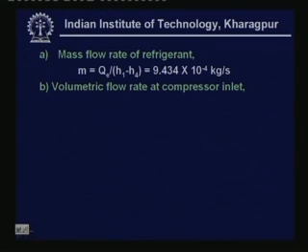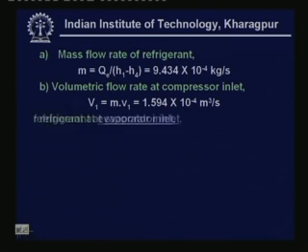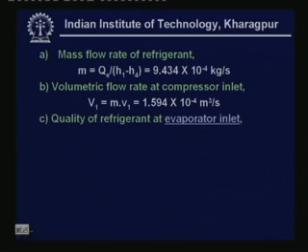per second. And volumetric flow rate at compressor inlet is nothing but mass flow rate into specific volume at compressor inlet, which is known to us. So, you find that volumetric flow rate is 1.594 into 10 to the power of minus 4 meter cube per second. And then quality of refrigerant at evaporator inlet.